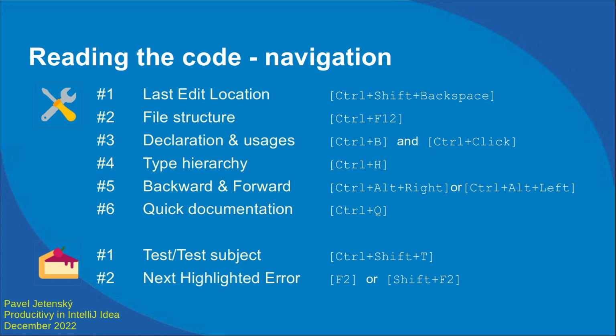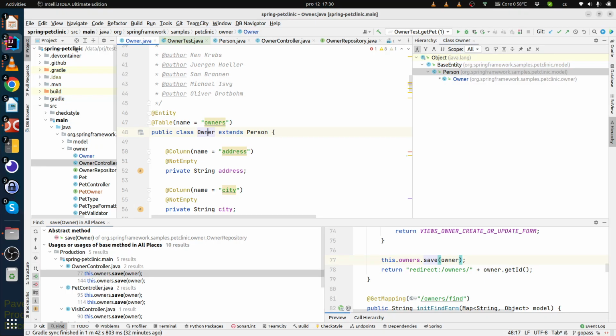Cherry tip number 2 is next highlighted error. Next highlighted error is handy if you are reviewing the code and you want to browse all the errors in the file, in the class, which were spotted by the IDE. If you are using some linters like ESLint or SonarLint, the errors discovered by these linters will become part of the error group or error list you can browse as well.